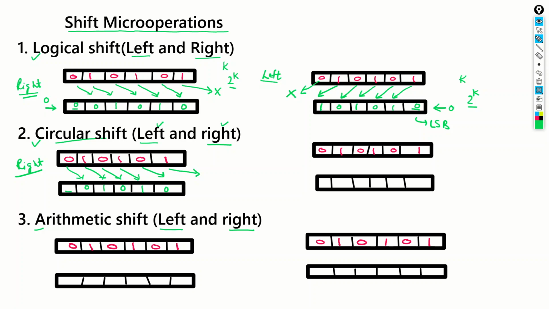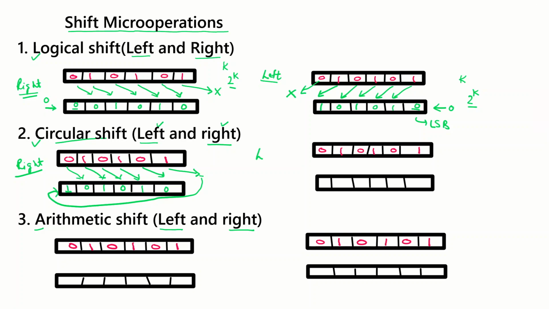Now we have a vacant position on this side, MSB. Now this bit, LSB, will be transferred here, so this will become 1. So in case of the circular shift, you see that all the bits are circulated one by one. And the LSB will become the MSB after the shifting. So my result will be 101010 after the circular right shift.